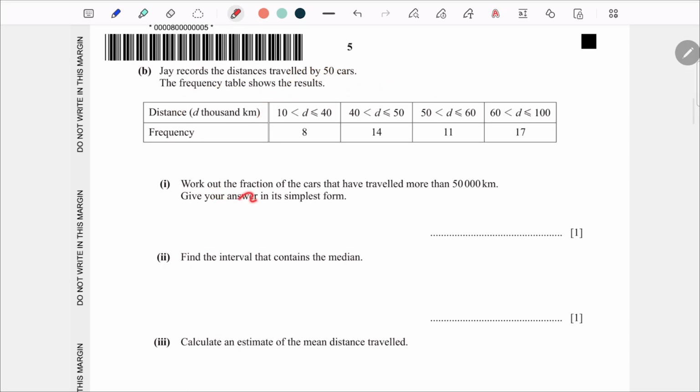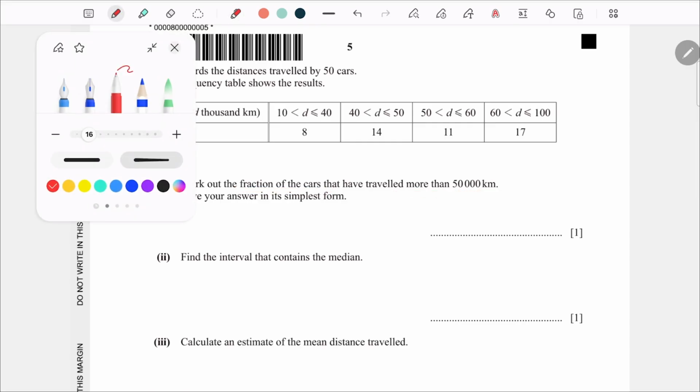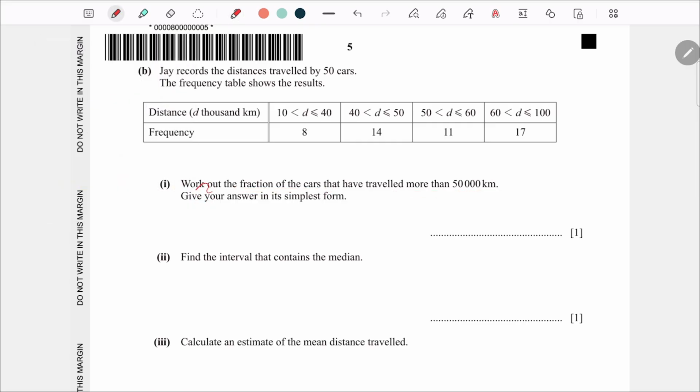In part 1, work out the fraction of cars that have traveled more than 50,000 kilometers. So the formula will basically be the frequency of cars that travel greater than 50,000 kilometers divided by the total number of cars. Now the total number of cars was already given in the question, that is 50, and the frequencies of cars that are greater than 50,000 are 11 and 17.